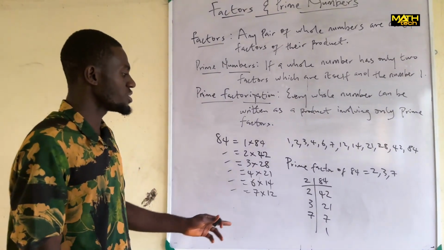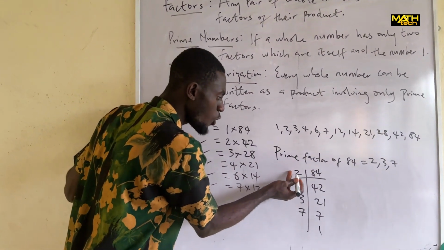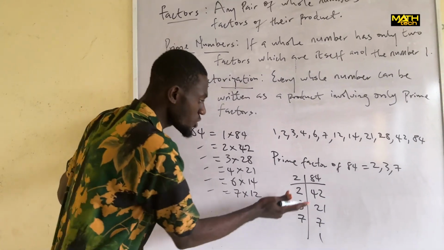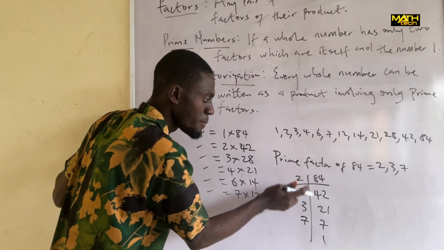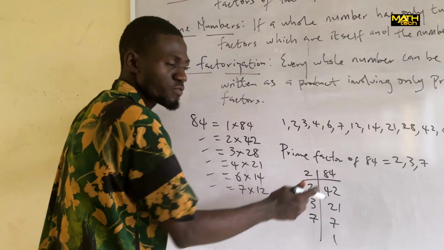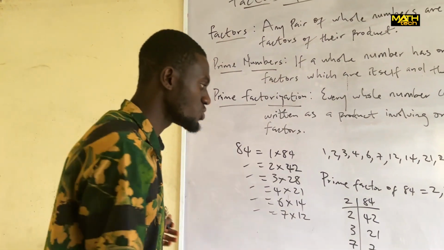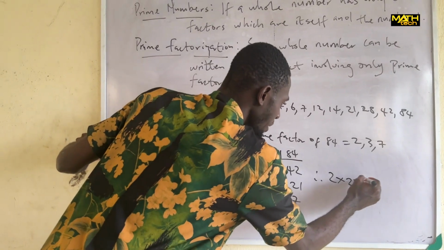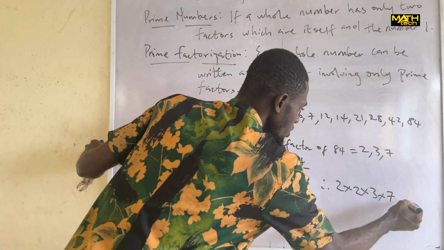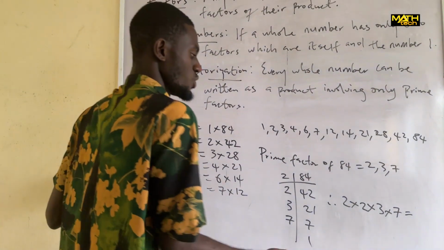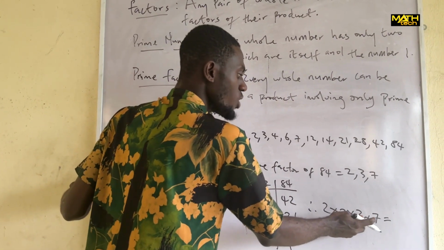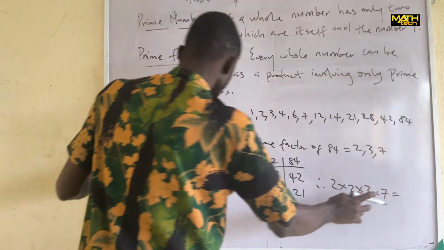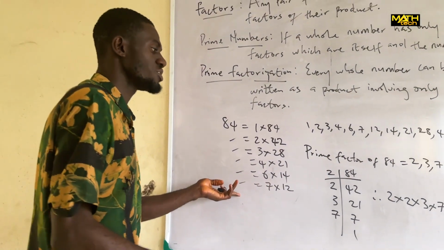So 7 divided by 7 is 1. Now at this point, the product of these prime numbers gives you 84, and that is what we call the prime factorization. So we say 2 times 2 times 3 times 7 is equal to what? 2 times 2 is 4. 4 times 3 is 12. 12 times 7 is 84.